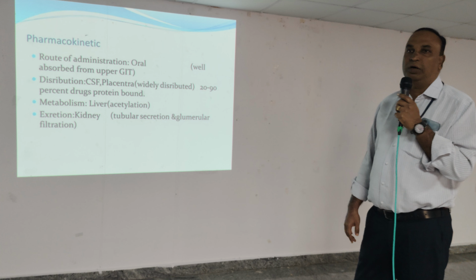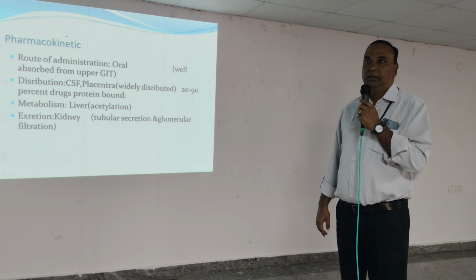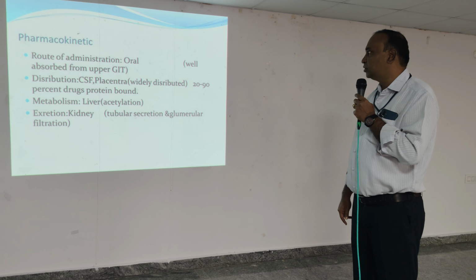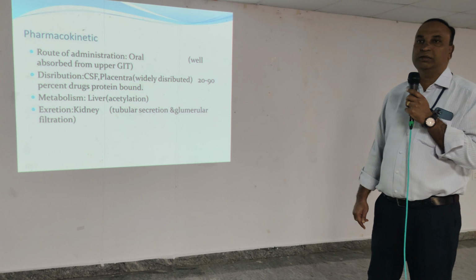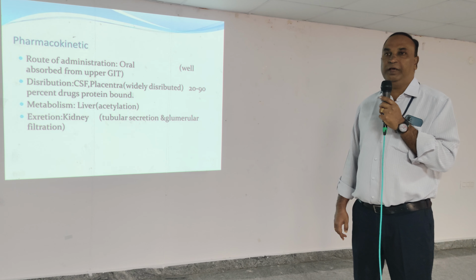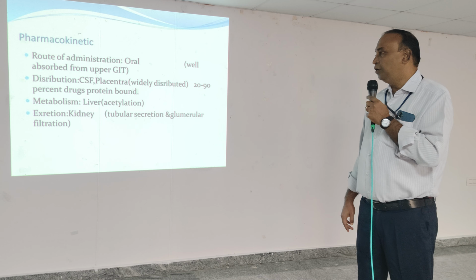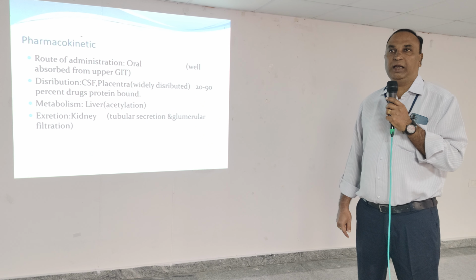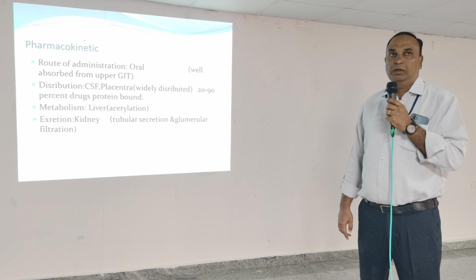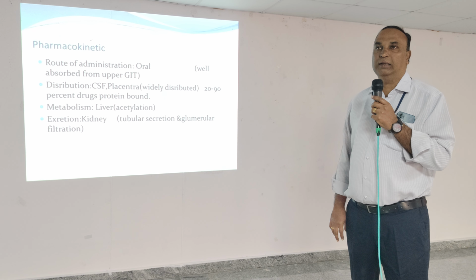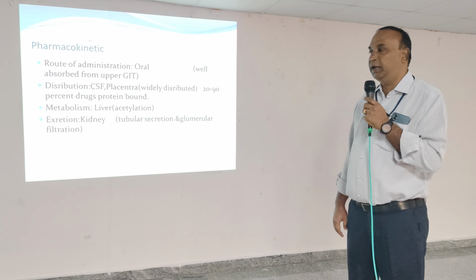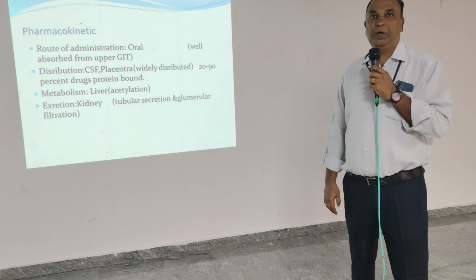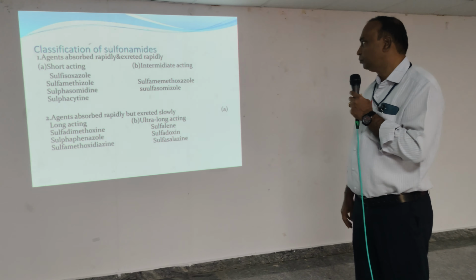Coming to the pharmacokinetics, the route of administration of sulfonamides is oral. That is, they are well absorbed from the upper gastrointestinal tract and they are distributed across the placenta. And 20 to 90% of the drug is plasma protein bound, especially with albumin, which is a plasma protein. Sulfonamides undergo metabolism by the liver by the process of acetylation, which includes both rapid acetylators and slow acetylators. The people who acetylate the sulfonamides faster are called rapid acetylators and slower are called slow acetylators. Excretion of sulfonamides is through urine, by kidneys, by glomerular filtration and tubular secretion.